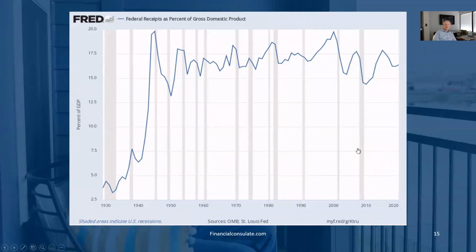And so this chart goes back to 1930, and it shows federal receipts as a percentage of gross domestic product. How much money are the officials, Congress, raising through taxes, because that's the baseline, the starting point of where they're spending money.